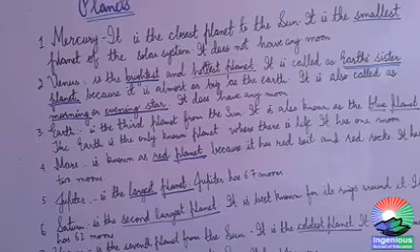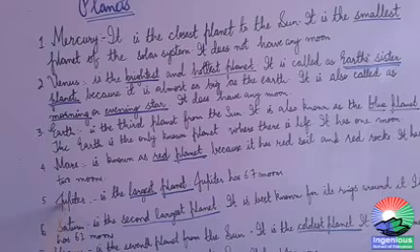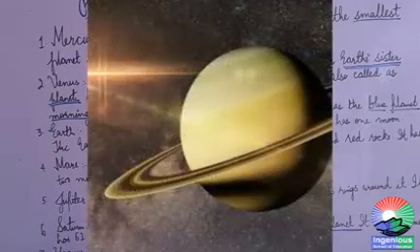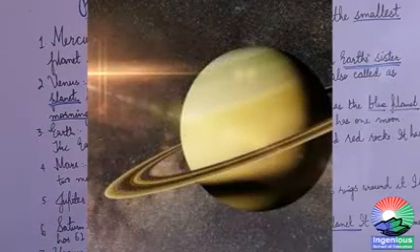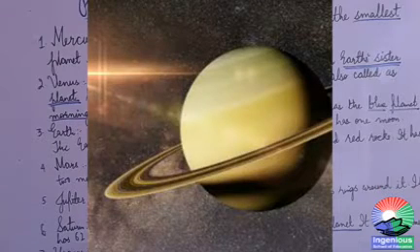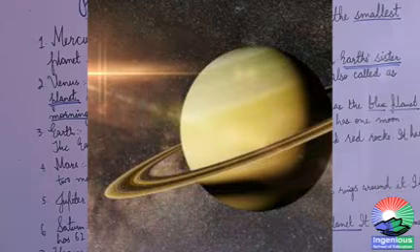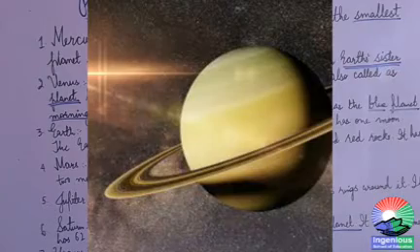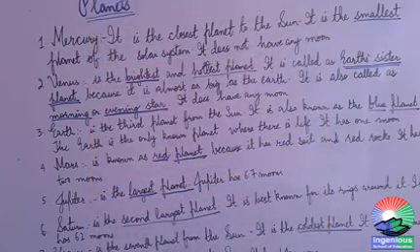Now, after Jupiter, the sixth planet is Saturn. Saturn is the second largest planet of the solar system. Saturn is known for the various rings around it. And Saturn has 62 moons.